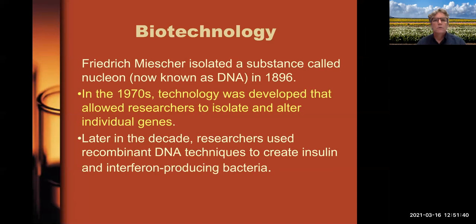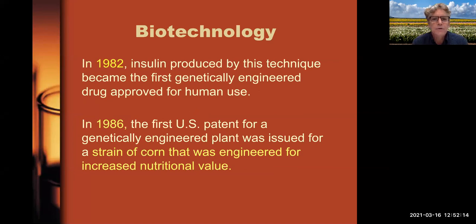All right, so let's look a little at the timeline here. Friedrich Miescher isolated a substance called nuclein, now known as DNA, in 1869. So that's over 120 years ago. In the 1970s, 50 years ago, technology was developed that allowed researchers to isolate and alter individual genes. Later in the decade, researchers used recombinant DNA techniques to create insulin and interferon producing bacteria. In 1982, insulin produced by this technique became the first genetically engineered drug approved for human use.